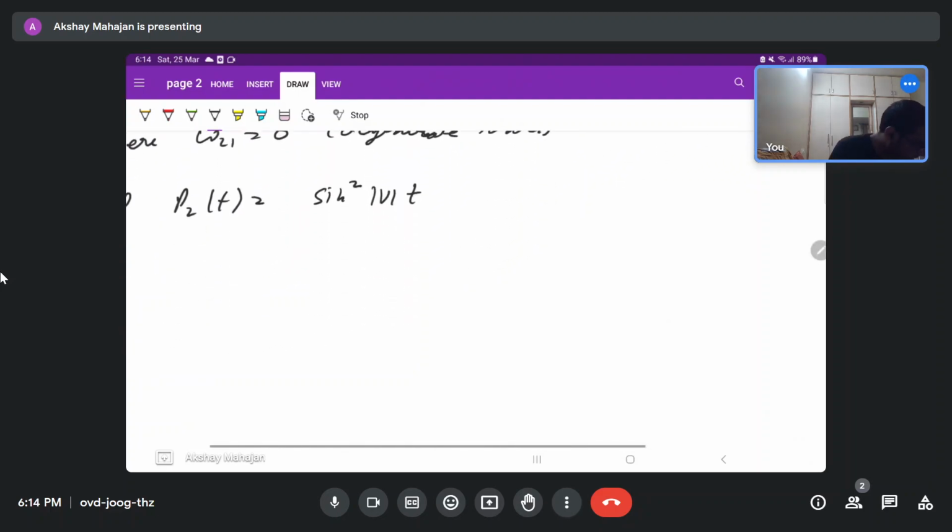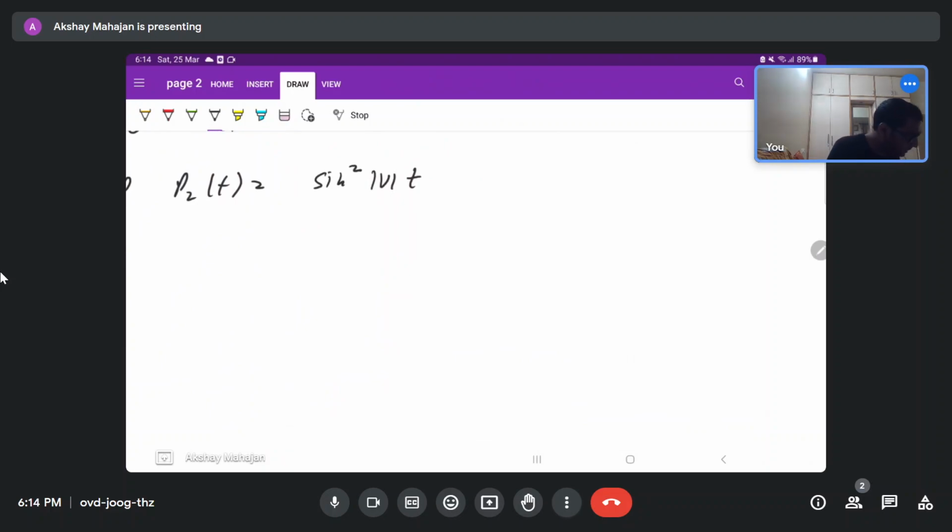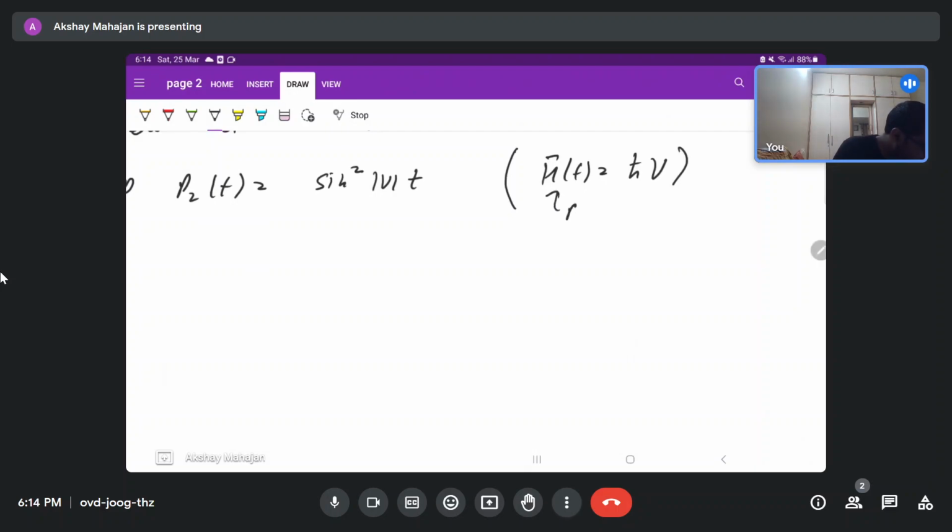Alright, and here our perturbation H'(t) is basically what we have taken as a constant perturbation, h cross V. That's why we are writing this Rabi's formula. So this is the perturbation that we have applied to our system, and we know P2(t) from our Rabi's formula.